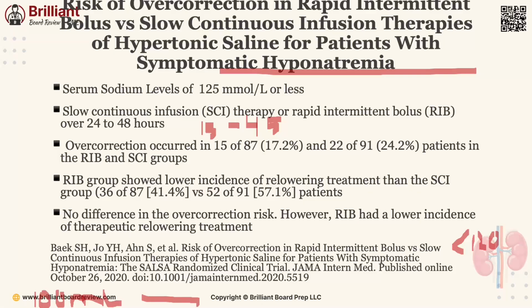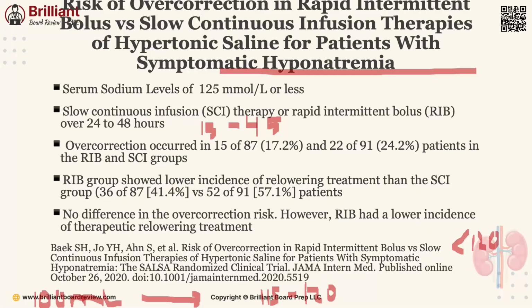And your goal is to get from, say, 115 to over that magic number of 120. You want to raise the sodium by 5, and then you want to hold off, because you don't want to get greater than 6 to 8. And hopefully when you get them over that 120, some of these symptoms are going away. And you can do these boluses.